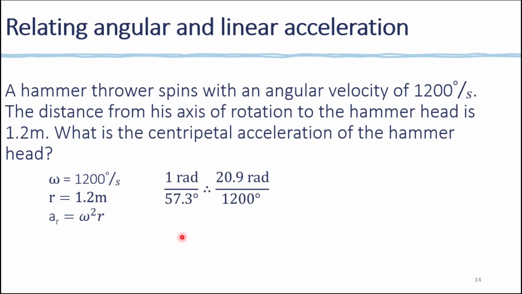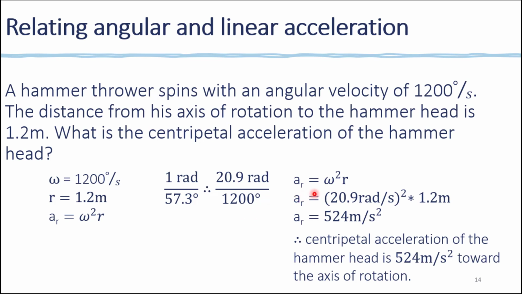So remember the magic number. There are 57.3 degrees in 1 radian. So we cross multiply 1200 degrees, divide by 57.3 degrees, and we end up with 20.9 radians per second, rounded to the first decimal here. Okay, so now we're ready to plug everything into our equation. So radial acceleration is equal to the square of angular velocity times the radius. Plug in our numbers here, and we end up with a radial acceleration of 524 meters per second squared. So to answer the question, centripetal acceleration or radial acceleration of the hammerhead is 524 meters per second squared towards the axis of rotation.